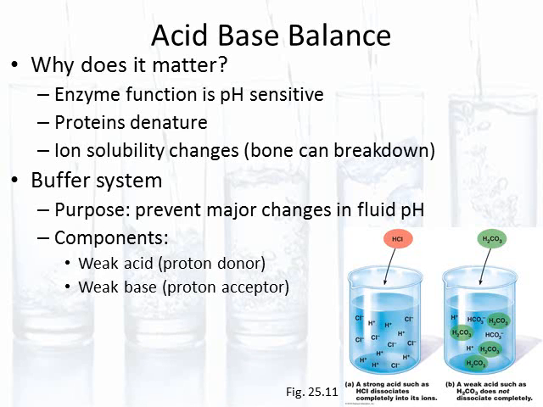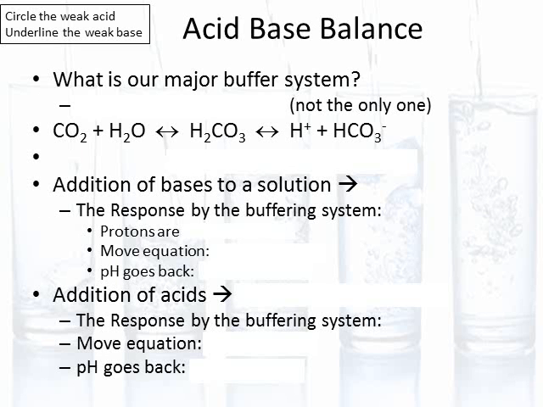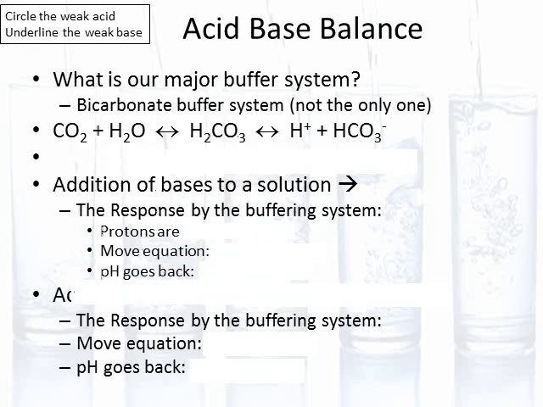The components, as we already know from before, are a weak acid and a weak base. This figure very nicely shows the difference between a weak acid and a weak base, so I'll let you go ahead and read that and refresh your memory. Again, we're going back to our major buffering system in the body, and as you know, that's the bicarbonate buffering system. The bicarbonate buffering system equation is shown right here.